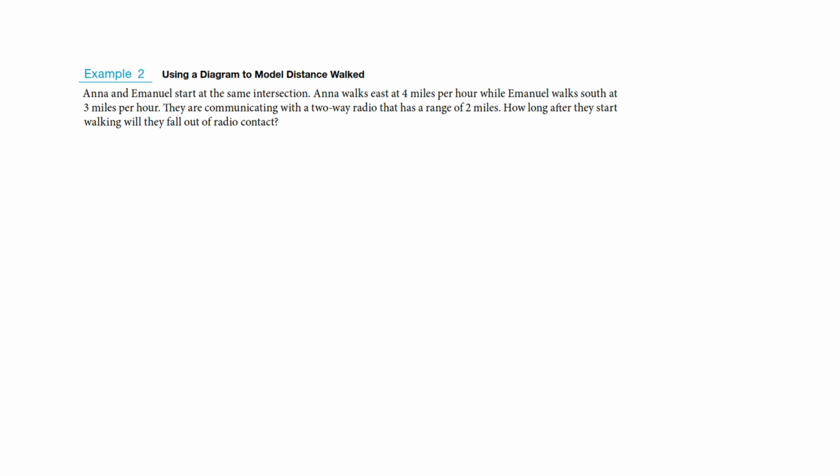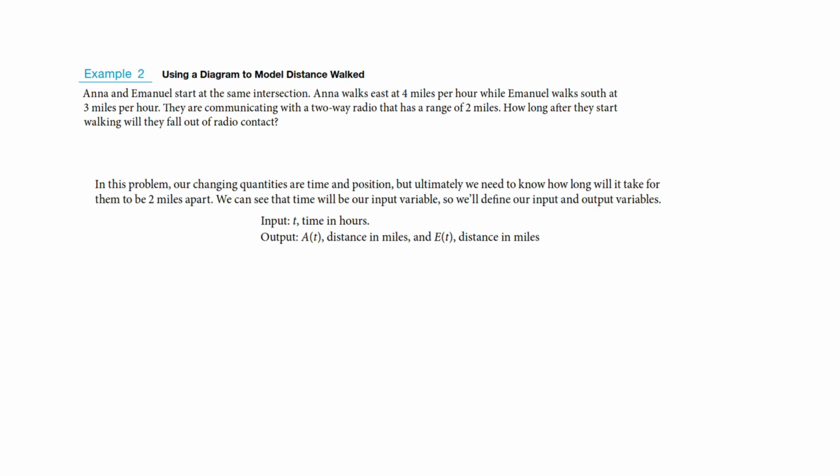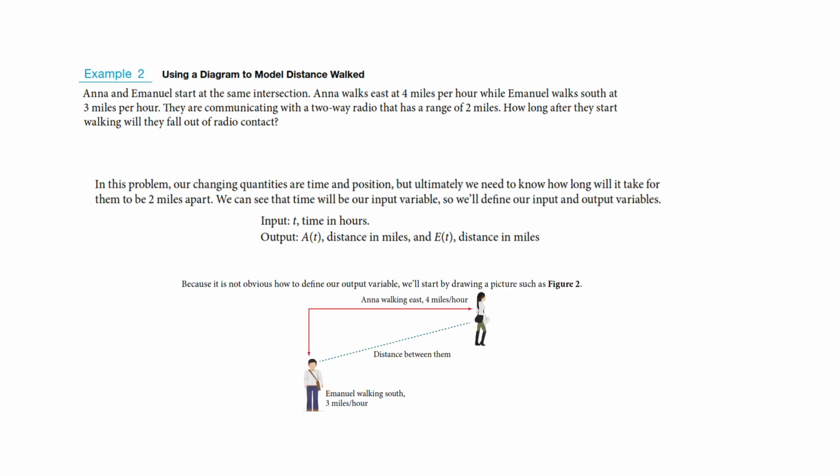Okay, now these next few, I can't remember how many there are, but these get a little bit crazy. I've actually never seen problems quite like this before. Here's what they're saying. We are going in two different directions. I've got Anna walking east. She's going 4 miles an hour. Now that's a rate. And we've got Samuel or Emmanuel walking south at 3 miles an hour.